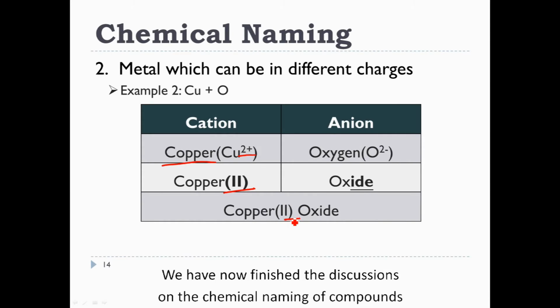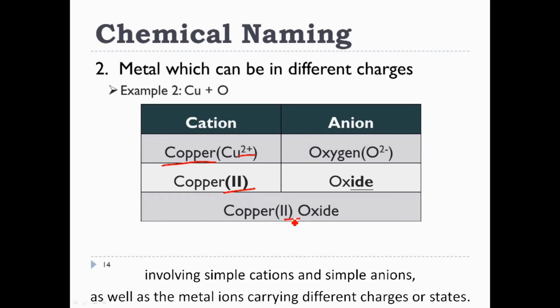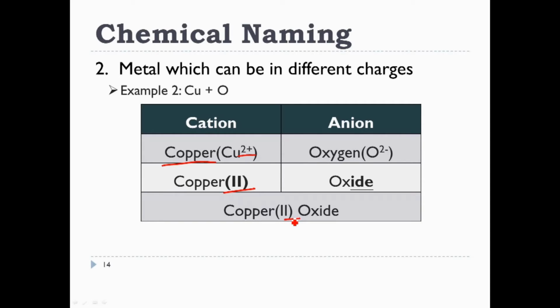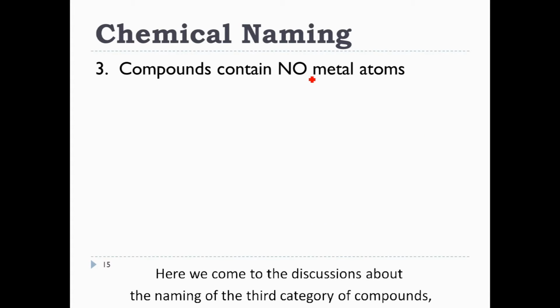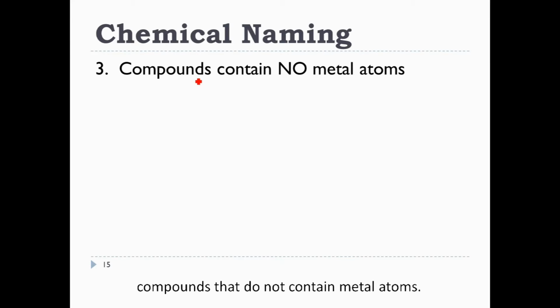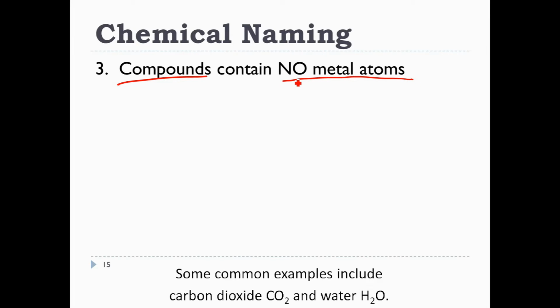We have now finished the discussions on the chemical naming of compounds involving simple cations and simple anions, as well as the metal ions carrying different charges or states. Here we come to the discussions about the naming of the third category of compounds, compounds that do not contain metal atoms. Some common examples include carbon dioxide, CO2, and water, H2O.